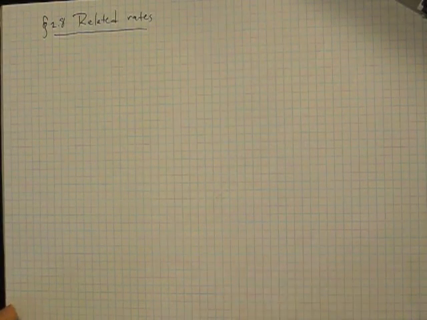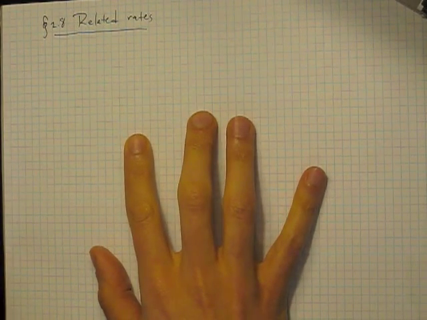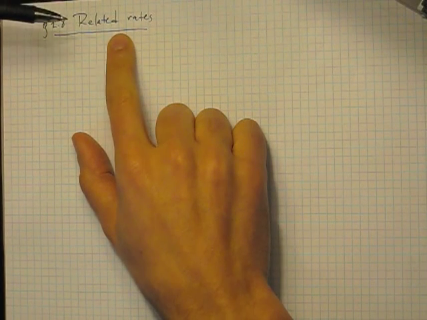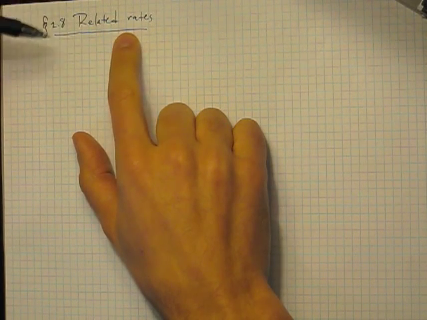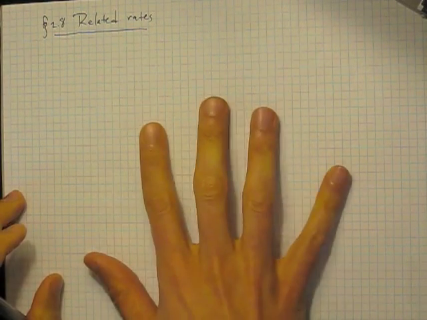Okay, so this section is on section 2.8, related rates. I want to go through two examples using related rates. This is a concept that employs the derivative and the chain rule extensively. We'll talk about this and we'll work on some problems in class based on what we talk about here.